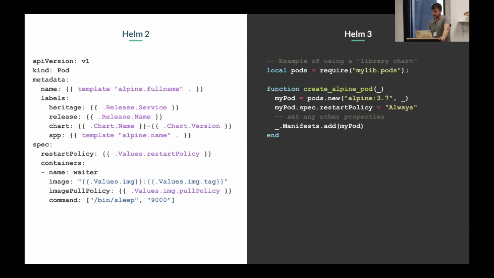And the way that we can alleviate that is through these library charts. So imagine if you had a library that's called mylib.pods. This is how you create a pod, and then you're basically just passing in Alpine 3.7 and restart policy always, and you're adding that to the application.